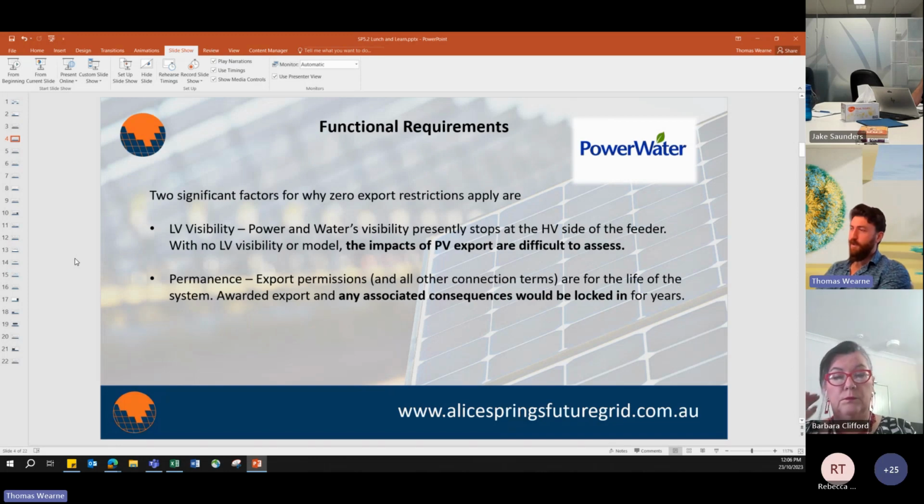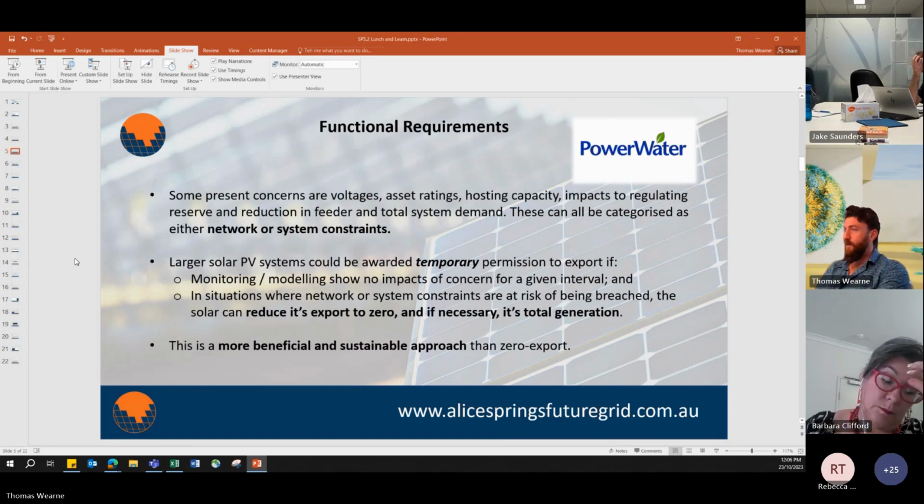So even if you could do a good analysis on the consequences or impacts of PV export at the time of its connection, without a crystal ball, you can't look at what the impacts are going to be 5 or 10 years down the road. Some of the concerns are voltages, asset ratings, hosting capacity, impacts to regulating reserve, reduction in feeder and total system demand. And all of these things can be categorized as either a network or a system constraint.